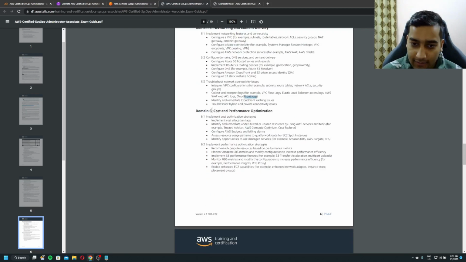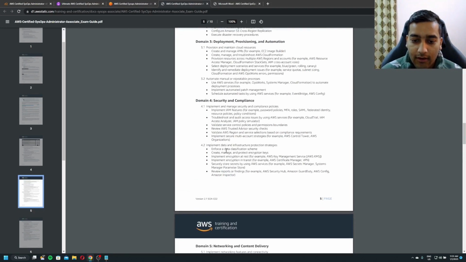Then we have, again, this is one of the sections, cost, which is covered in almost every AWS exam. Now inside the cost, we have Cost Explorer, Compute Optimizer, budgets and billing alarms. We have spot instances from EC2, and we have again EBS and some other EC2 enhanced capabilities.